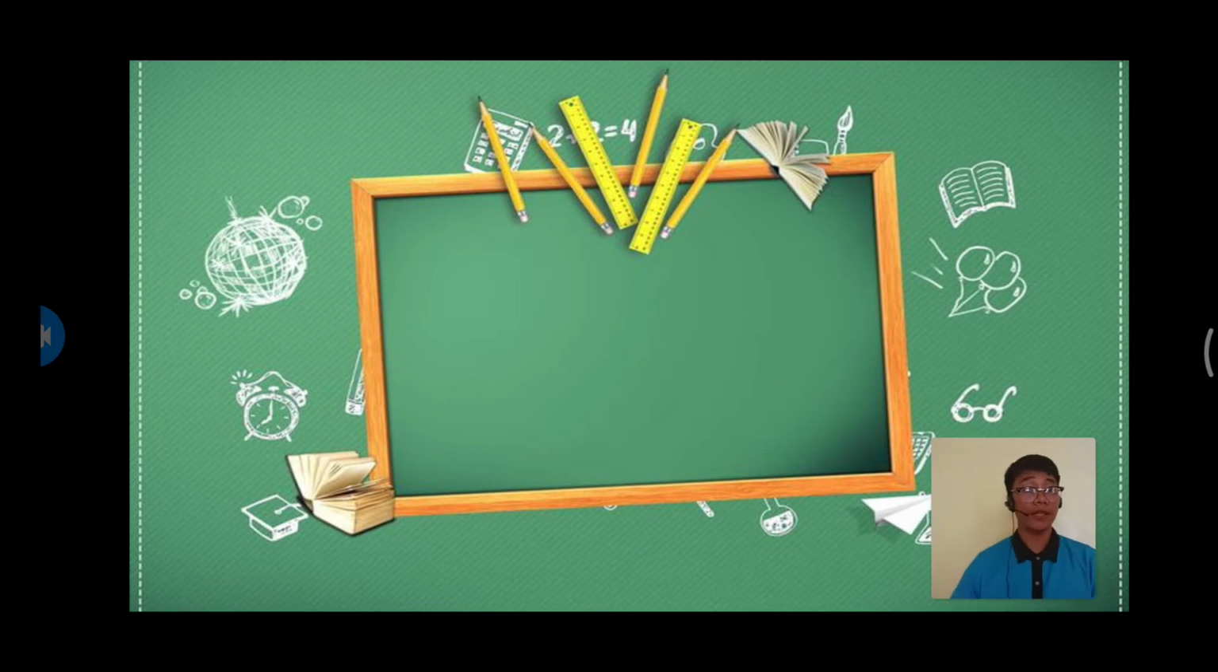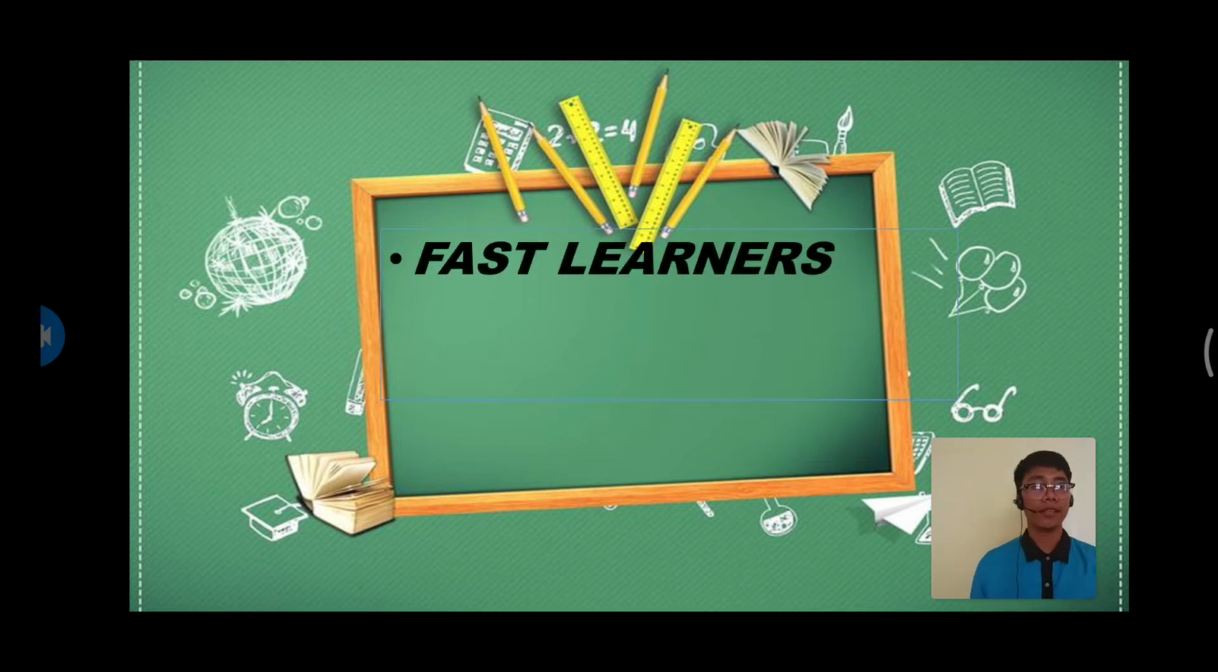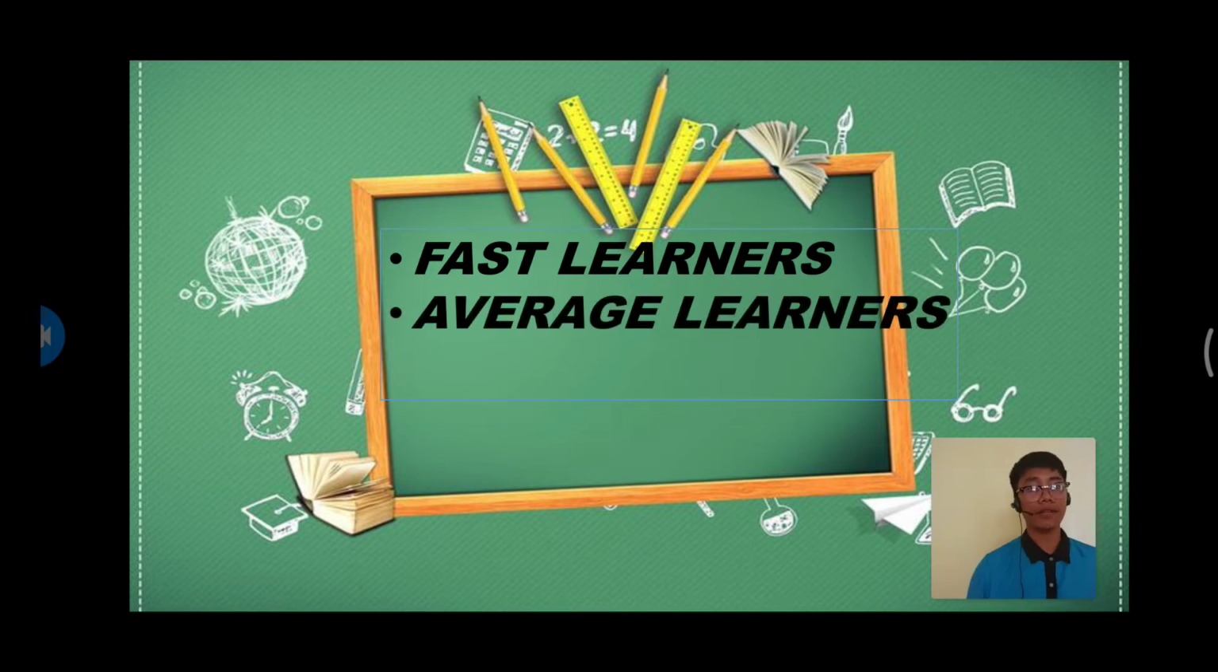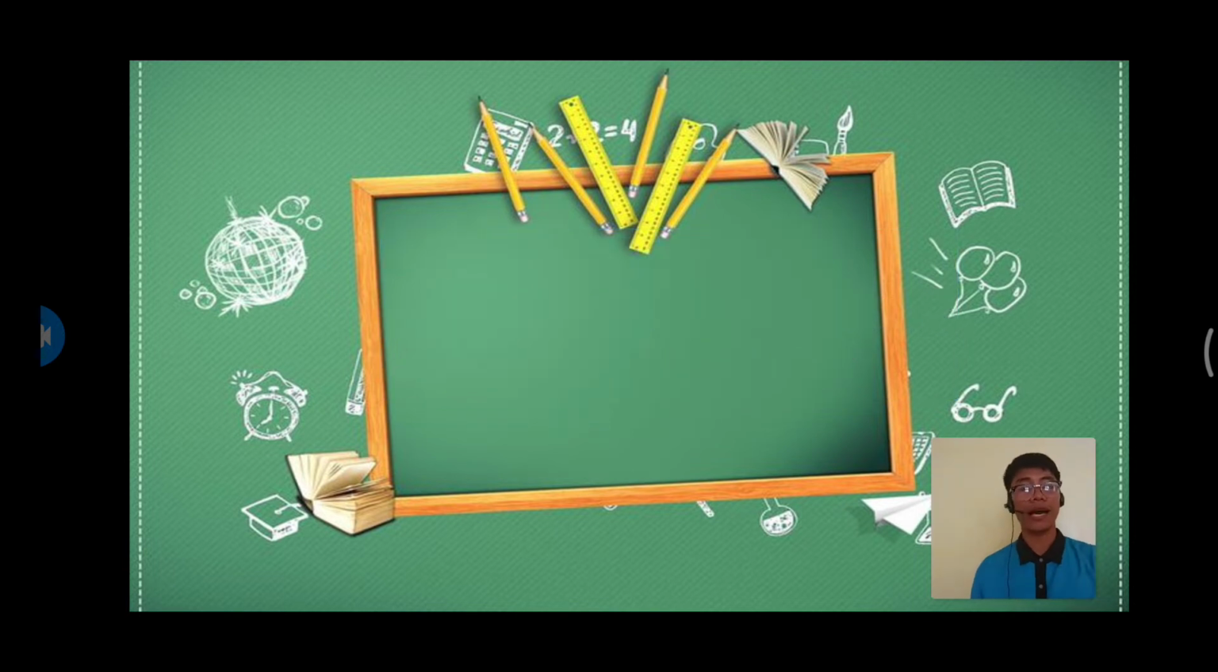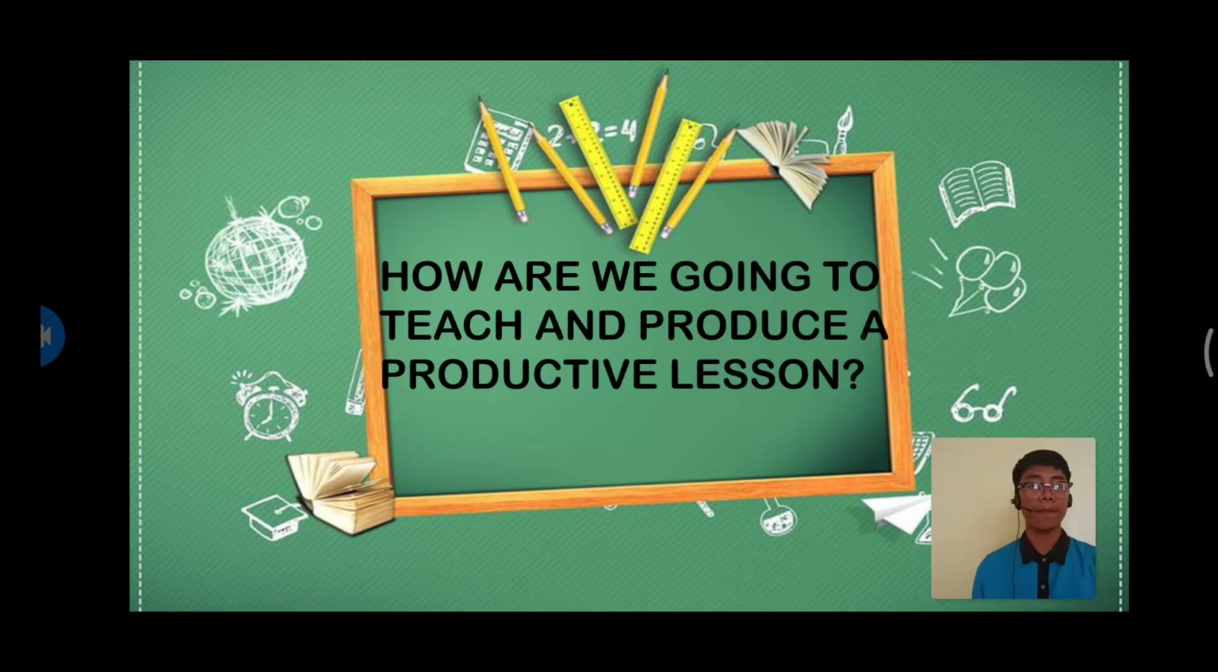We all know that a normal classroom is composed of diverse learners. We may have the fast learners, students who are capable of understanding the lesson easily. Number two are the average learners, also known as the normal learners, and the slow learners, the learners who are below average. And we might also have the motivated students and the confused ones. Now the question is, how are we going to teach and produce a productive lesson out of these students?